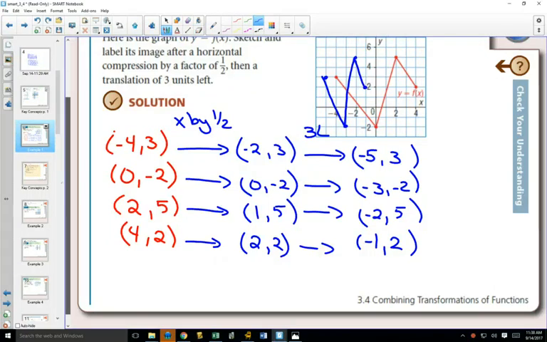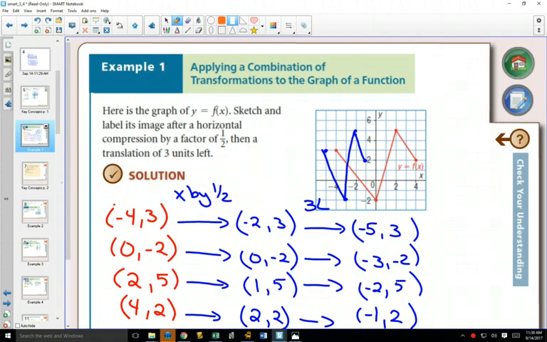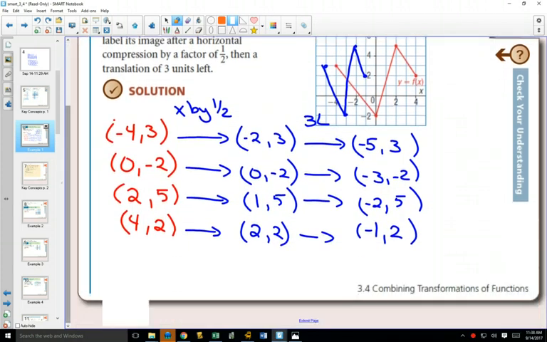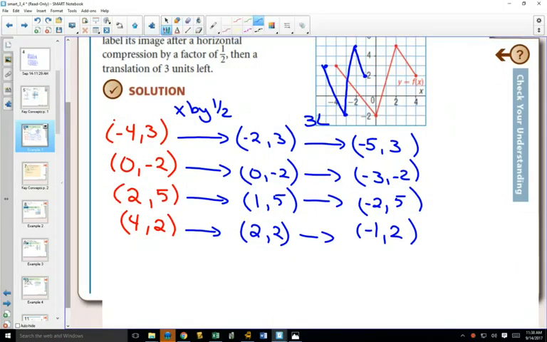So when we write this equation, we have x by a half. y equals x by half. Is that inside the function or outside the function? Inside. So we're going to have f, and is it going to be a half in there? It's going to be a 2. And then the 3 to the left, plus 3 or minus 3? Minus 3. So plus 3, thank you.